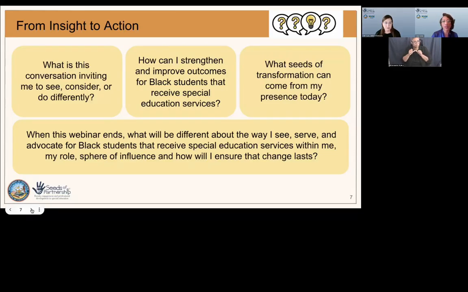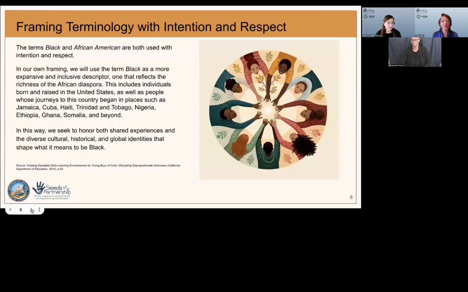I love that last piece. It's really important. We can go to seminars, webinars, and professional development experiences all the time. The question is, how will the information continue to live with us? We're going to go to the next slide and do just a little bit of framing. And we're super excited to bring our panelists forward.